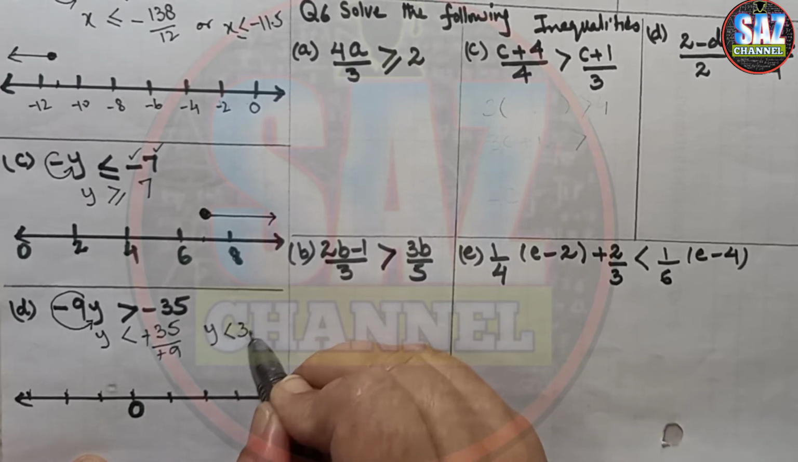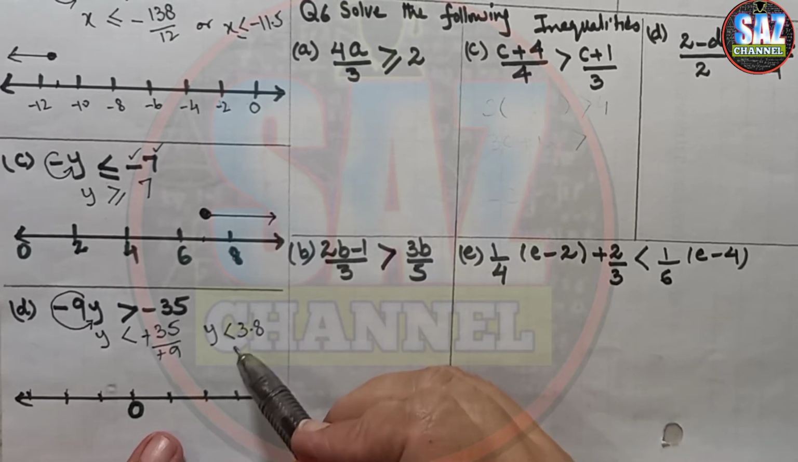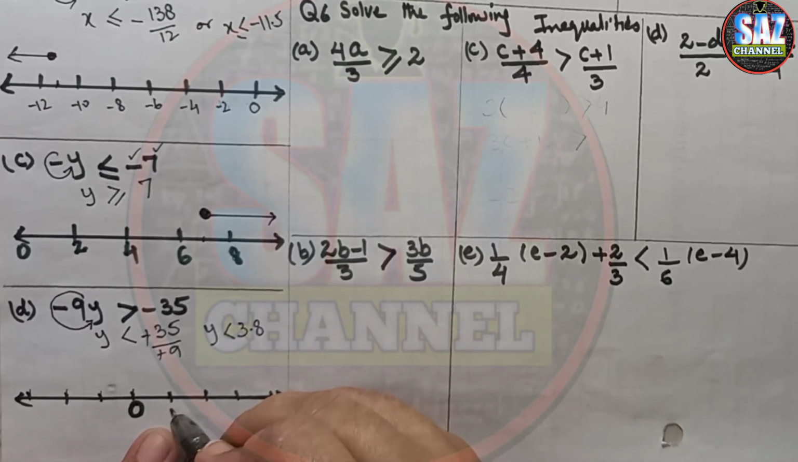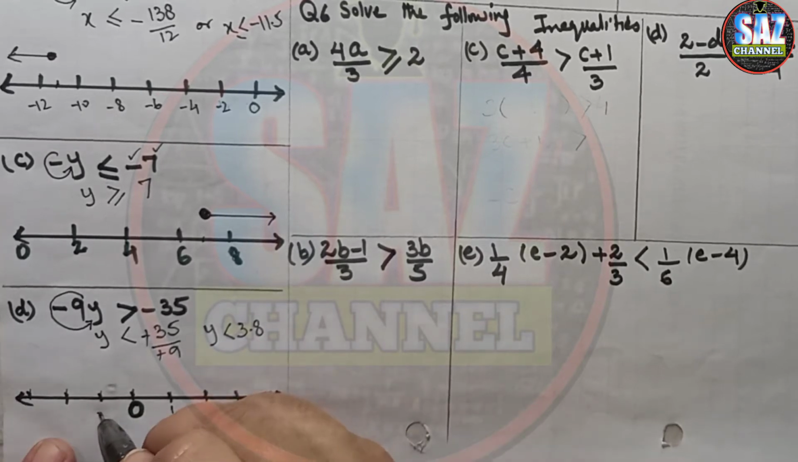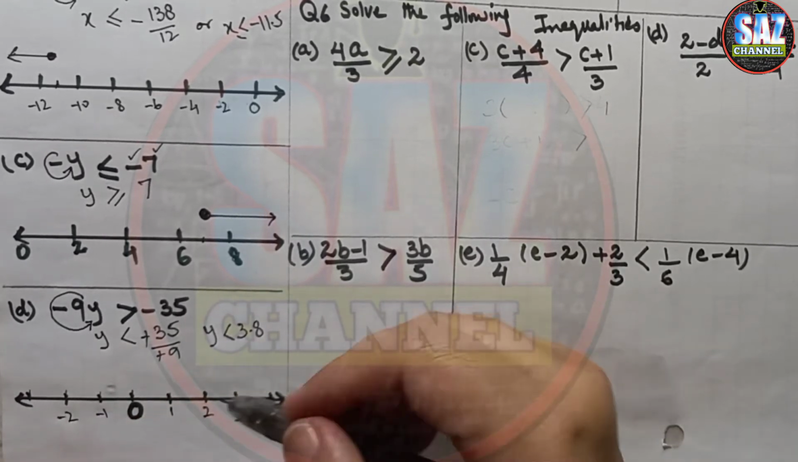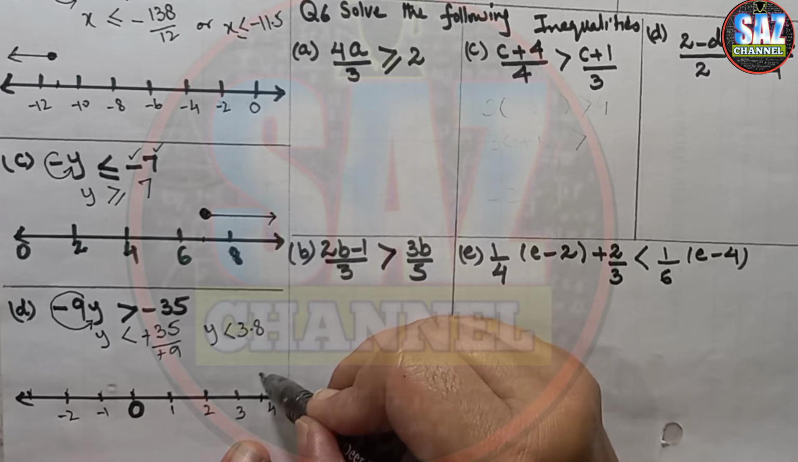So now in order to show the solution on the number line, I need the values of y less than 3.8. Suppose this is 1, 2, 3 and 4, minus 1 and minus 2. My solution is beginning from 3.8. 3.8 will be closer to 4.